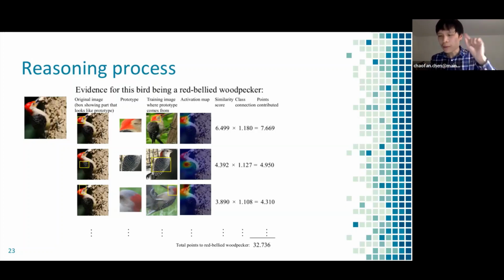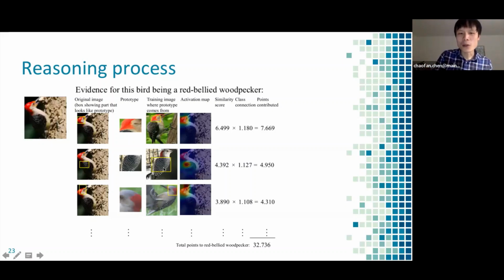And let's focus on just one class. The class is called the red-bellied woodpecker class. It's actually the predicted class in this case. And the slide here shows the top 3 activated prototypes of the red-bellied woodpecker class by this test image. As we can see, our ProtoPNet identifies this head region, the red part of the head region, to be similar to this prototype here. And this is the training image where the prototype comes from, the next column, with this activation map. The activation map is basically an upsampled prototype activation map.